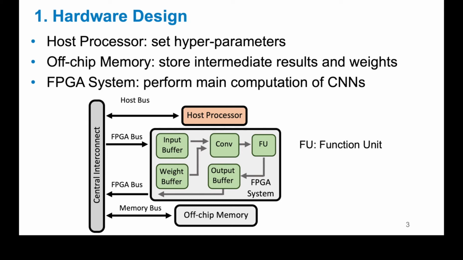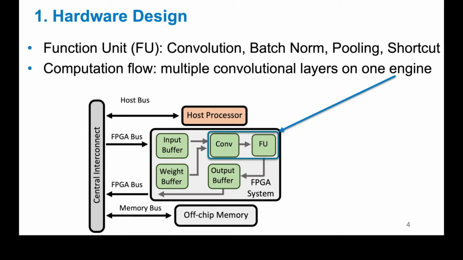The host processor is used to set some hyperparameters of the whole system, including the number of channels and the number of filters. The intermediate results and the weights are stored in the off-chip memory. The FPGA system is used to perform the main computation of CNNs.